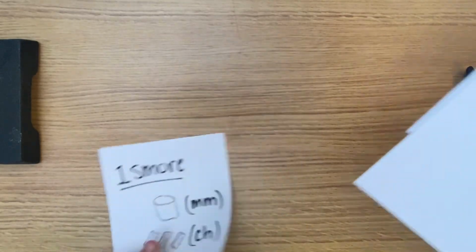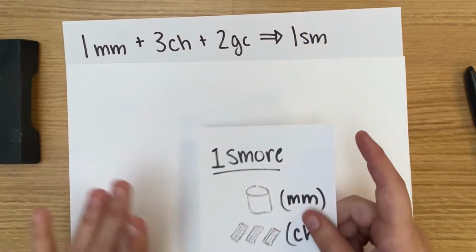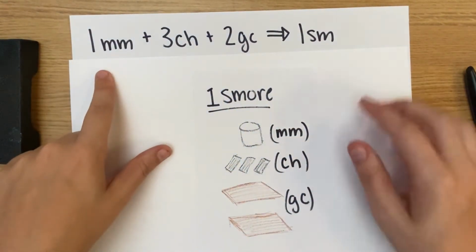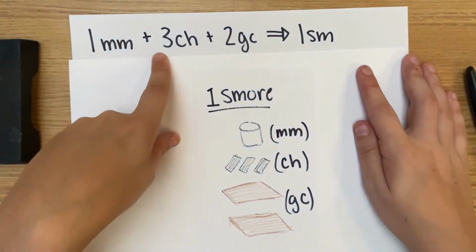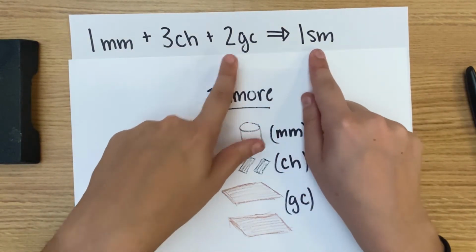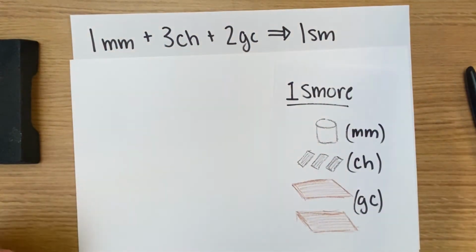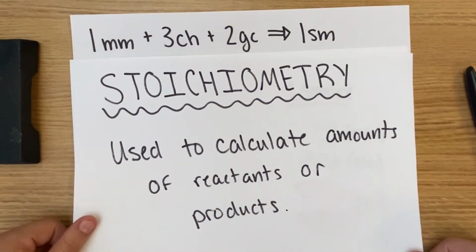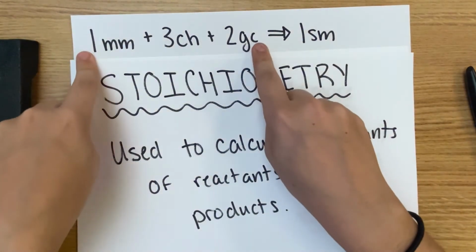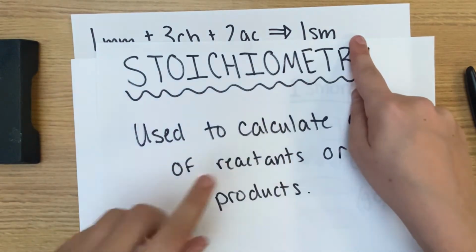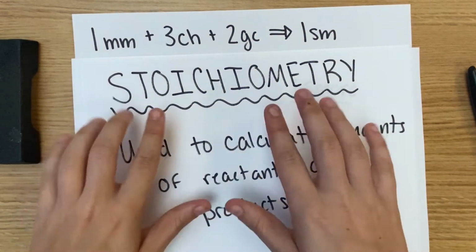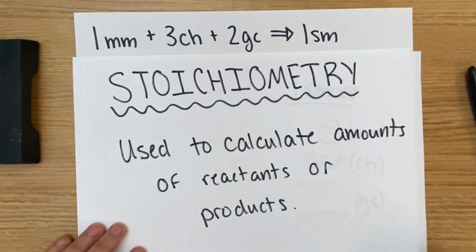Let's pretend we were trying to turn this into a chemical reaction. If these were the symbols for each of our ingredients, it would look something like this: 1 marshmallow plus 3 pieces of chocolate plus 2 graham crackers would form 1 s'more. So let's think back about this definition of stoichiometry. It's used to calculate amounts of reactants or products. Well, these are reactants, and this would be our product. So stoichiometry would be the process of calculating how many of each of those things you might need.